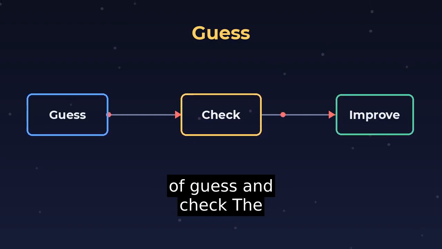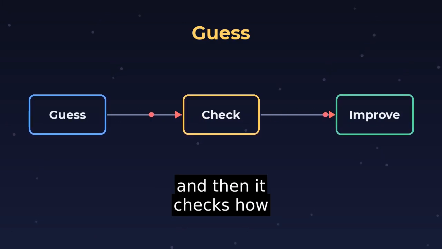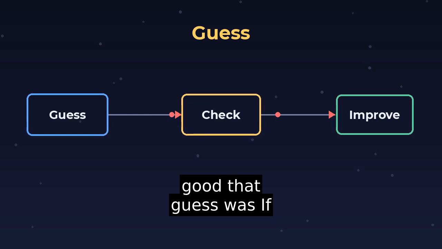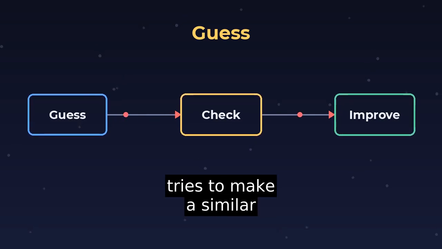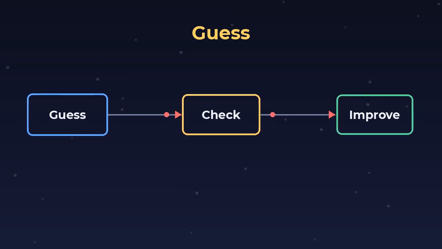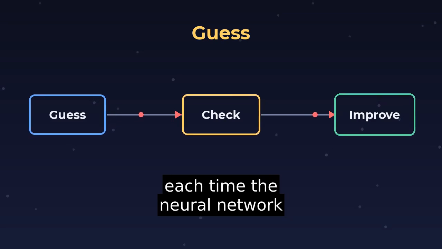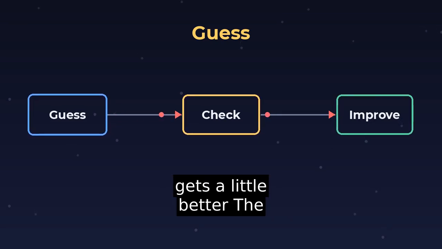Now, let's break down how gradient descent works. It's like a game of guess and check. The neural network makes a guess, and then it checks how good that guess was. If the guess was good, it tries to make a similar guess. If the guess was bad, it tries something different. The guess and check process is repeated many times, and each time, the neural network gets a little better.